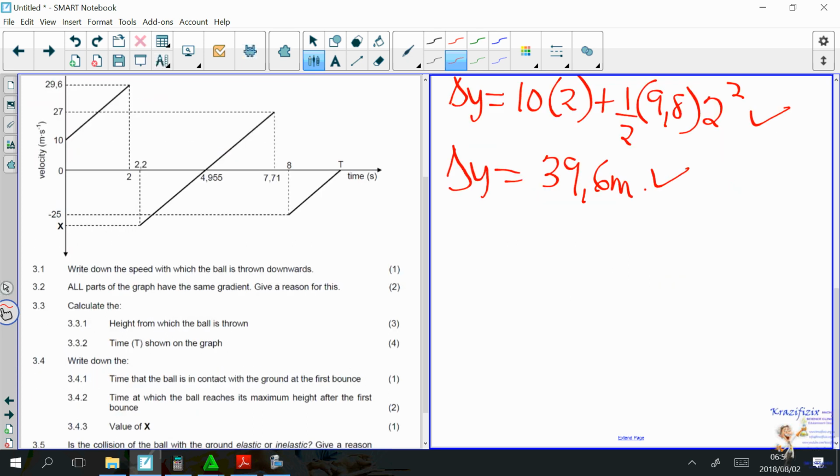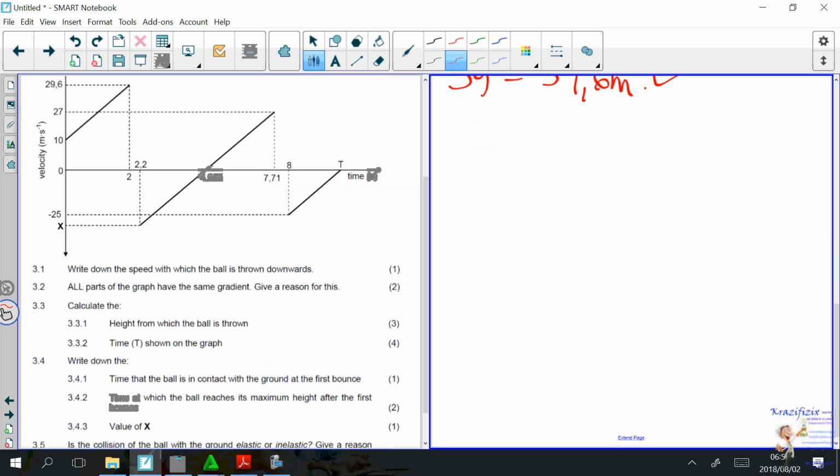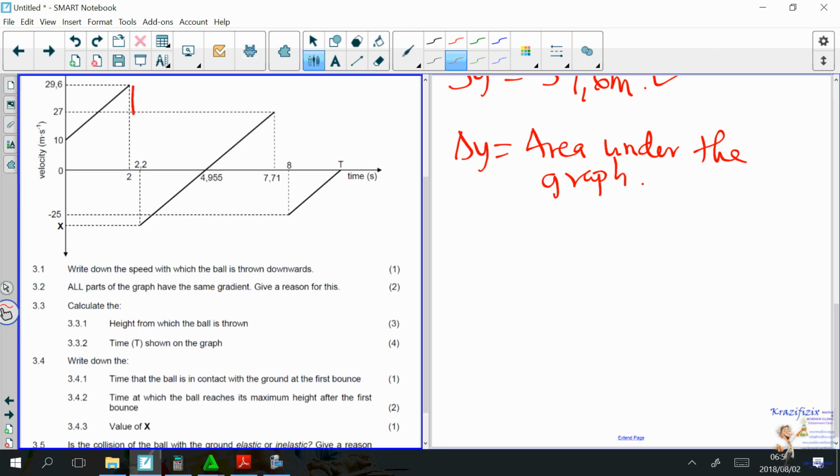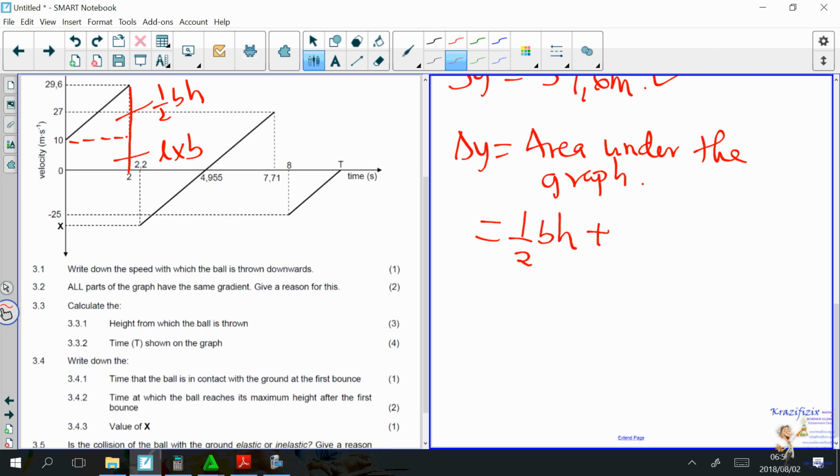Awesome. By the way, can I use my area formula? We said displacement is equal to area under the graph. Let's see how this works. Look at my graph. Because I'm dealing with 2 seconds, I can break that into 2. So this is half base times height, and this is length times breadth. So area is half base times height plus length times breadth.